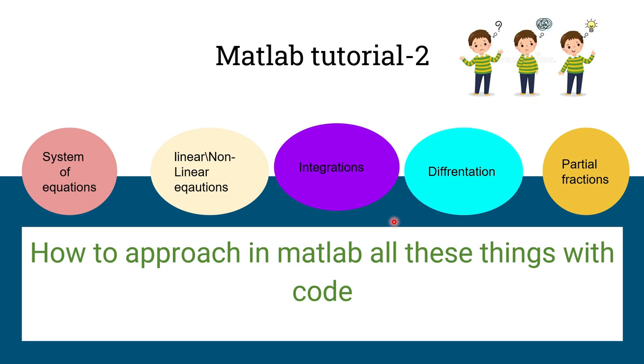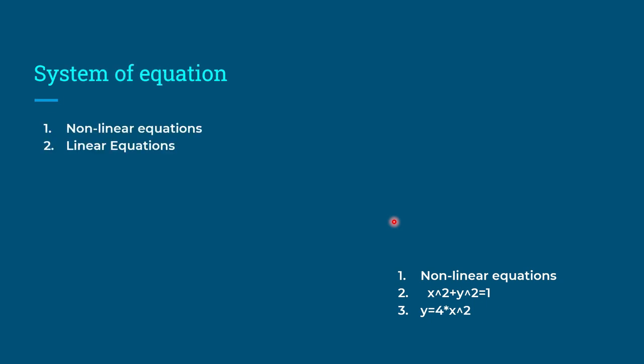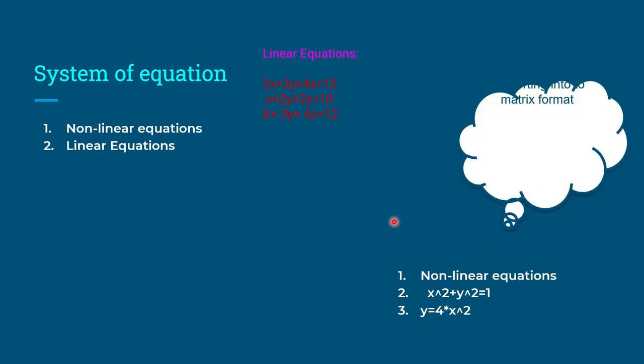So now let's start. First one is system of equations. In system of equations we have two types: non-linear equations and linear equations. What does it mean by linear equations and what does it mean by non-linear equations? Linear equation means the order is 1. It means the power of any term is 1.